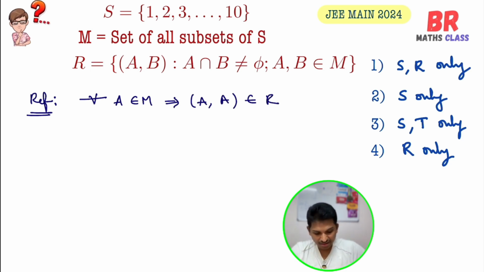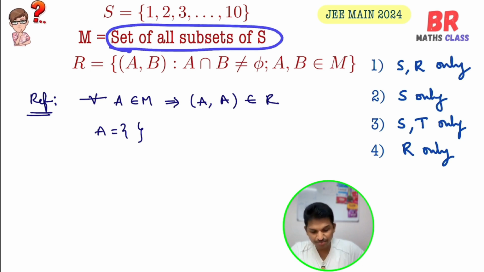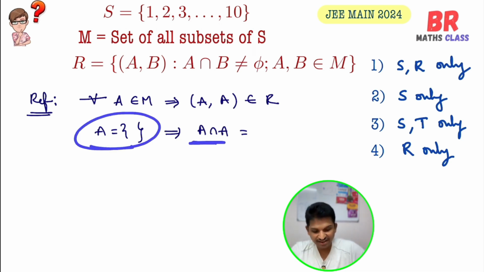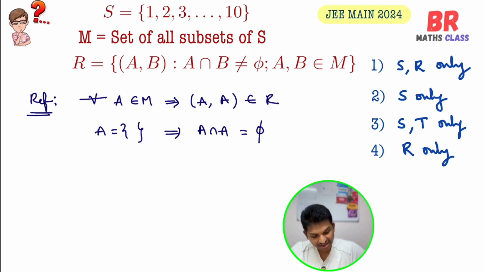Here you take any one set A from M. Usually A intersection A is what? A intersection A is A. Generally A intersection A is A. A union A is A. We know these things. But in a particular case, suppose I take A as the empty set, because the empty set is there in the set of all subsets of S. The empty set is a subset of S. If I take A as the empty set, what is A intersection A? A intersection A is the empty set.